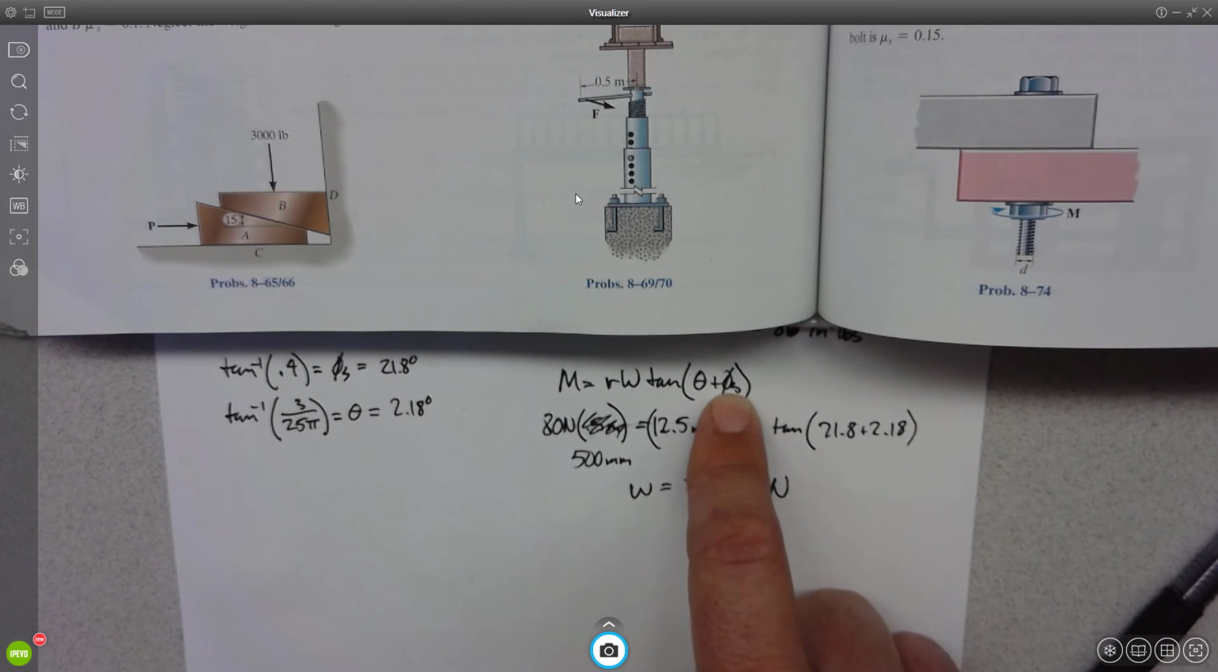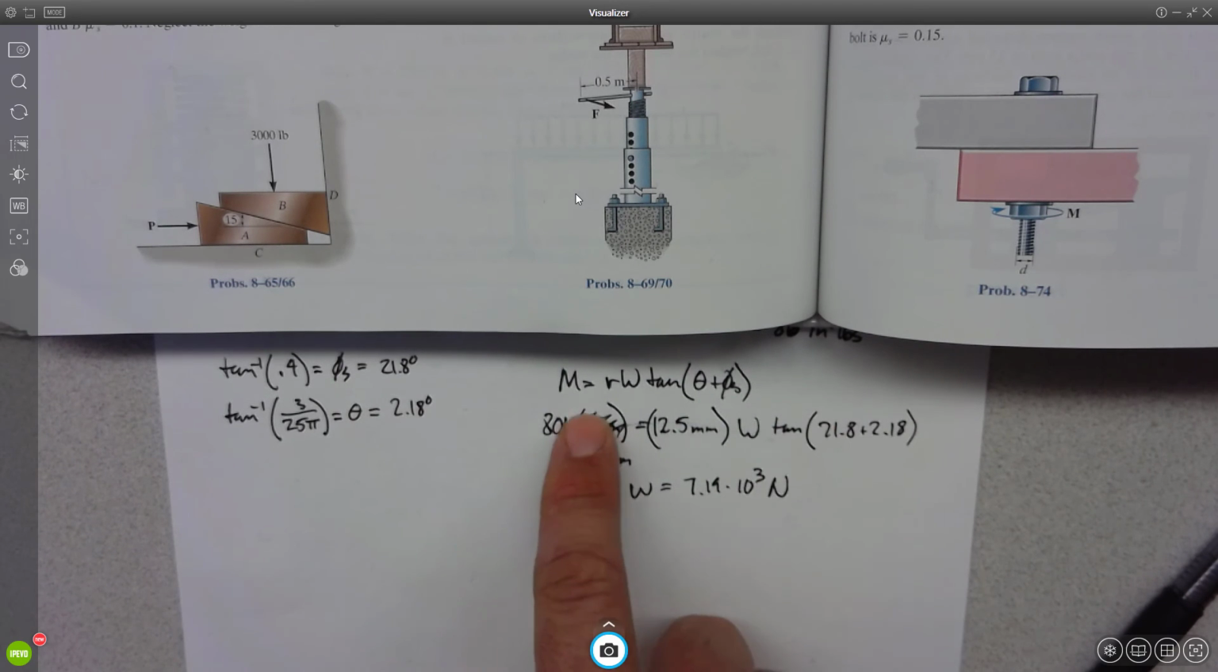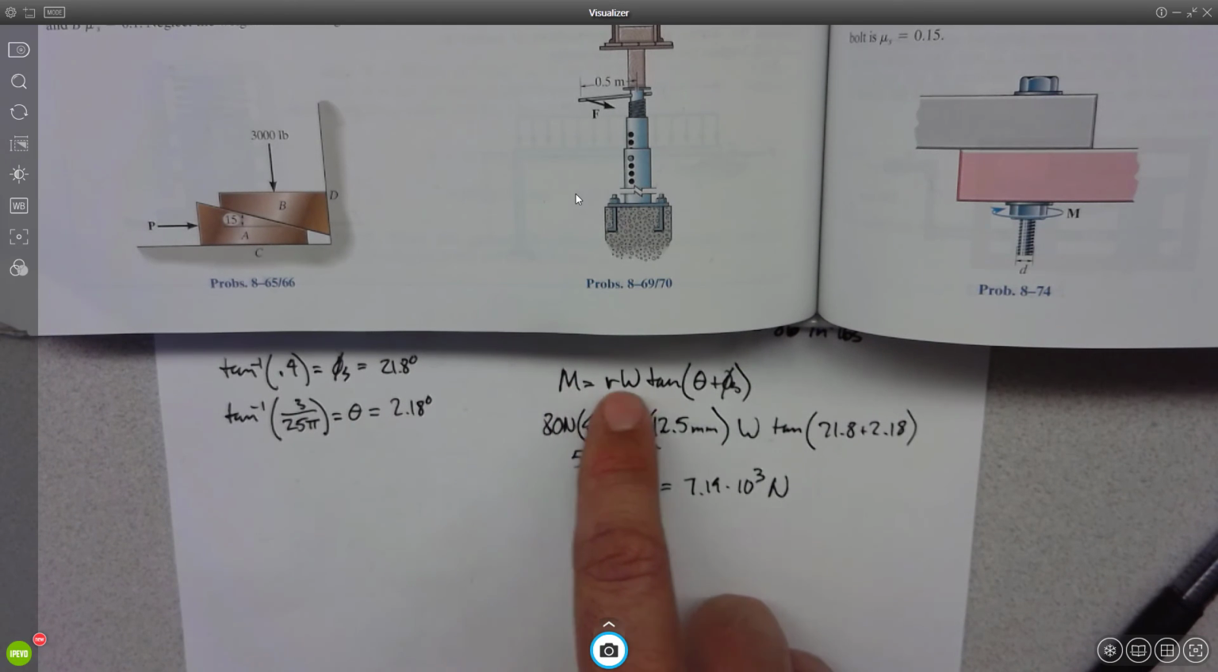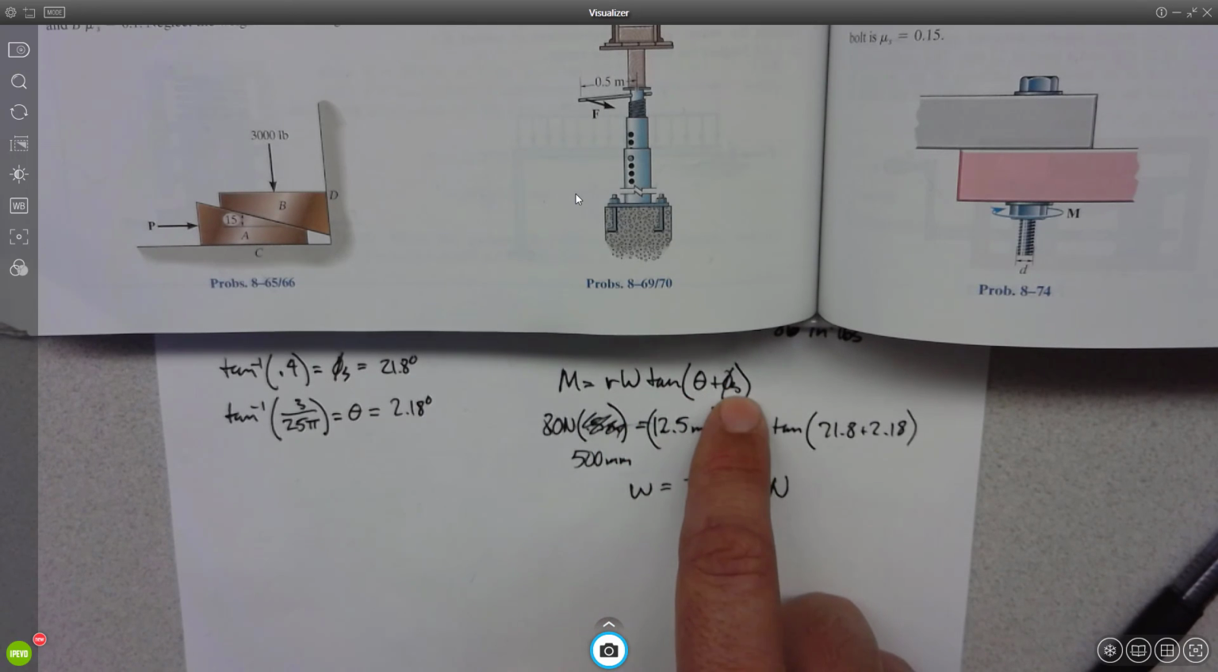But I just want you to be able to look at this equation and know what each of the pieces are, because I think that's all it takes to solve it. The equation itself is fairly simple. The moment required is equal to the radius of the screw times the weight you're trying to support times the tangent of the angle of the ramp plus the angle of friction. Okay? All right.